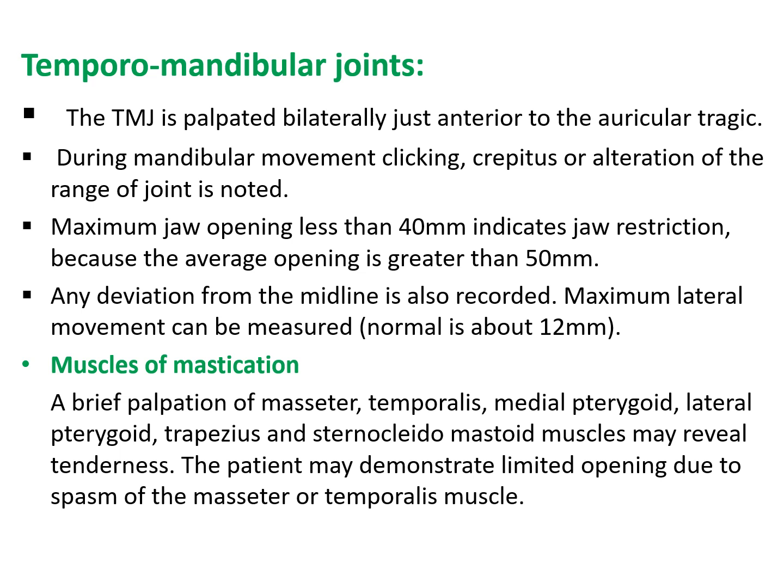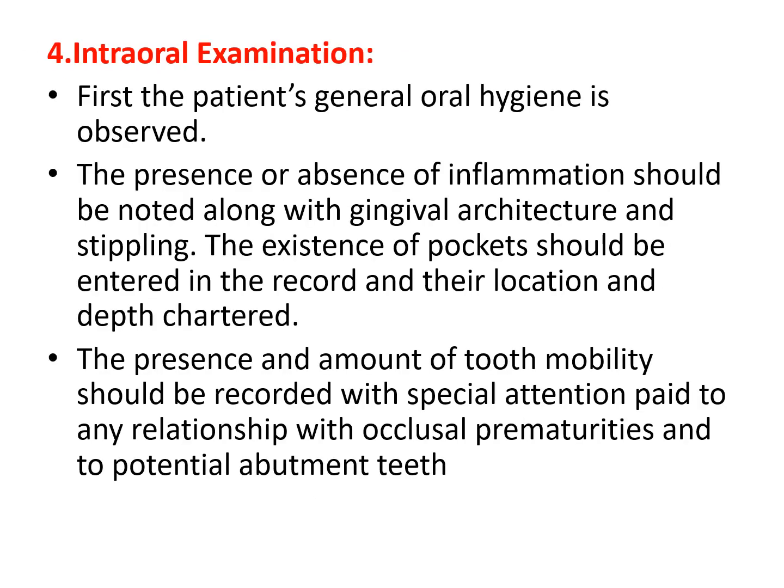Muscles of mastication. So there should be a brief palpation of all the muscles of mastication, especially the masseter, temporalis, the medial pterygoid, lateral pterygoid, trapezius, and sternocleidomastoid muscles. So this helps to find out the underlying condition or any excess pressure that is revealed over the area, and the patient may demonstrate limited mouth opening due to the spasm of the masseter or temporalis muscle. So that should be evaluated. The underlying cause should be ruled out before going for the replacement of the artificial teeth.